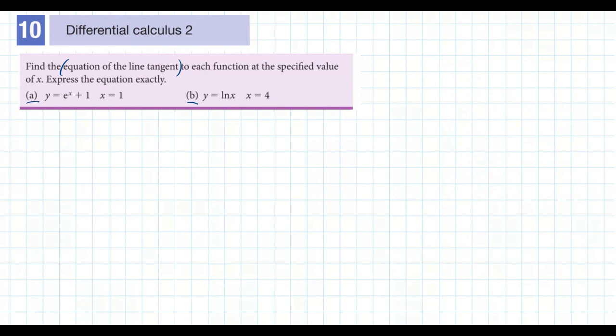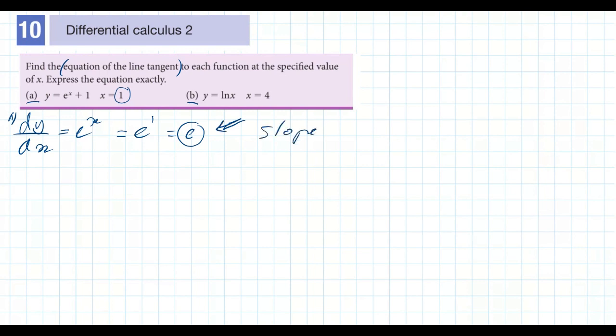Then dy over dx, here in the first example, equals e power x. If you need to find the gradient, then you substitute 1 instead of x. Then e power 1 becomes e, and this is the gradient. This is the slope of the tangent line.